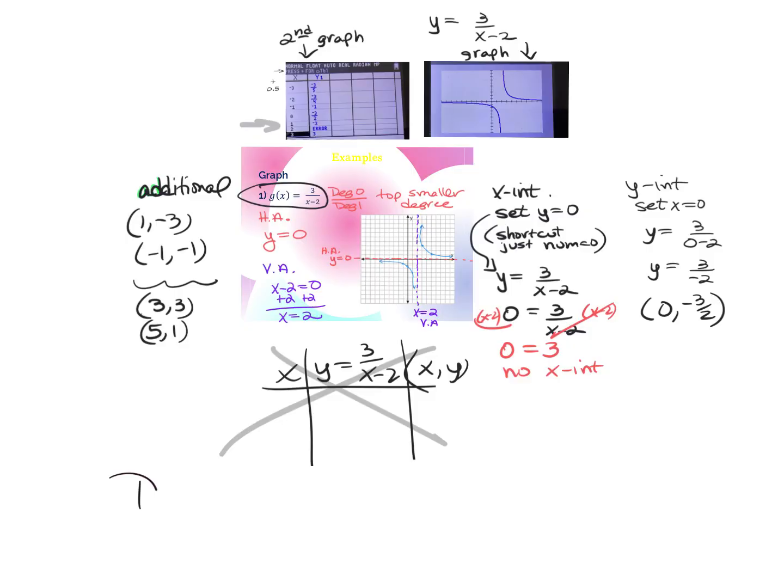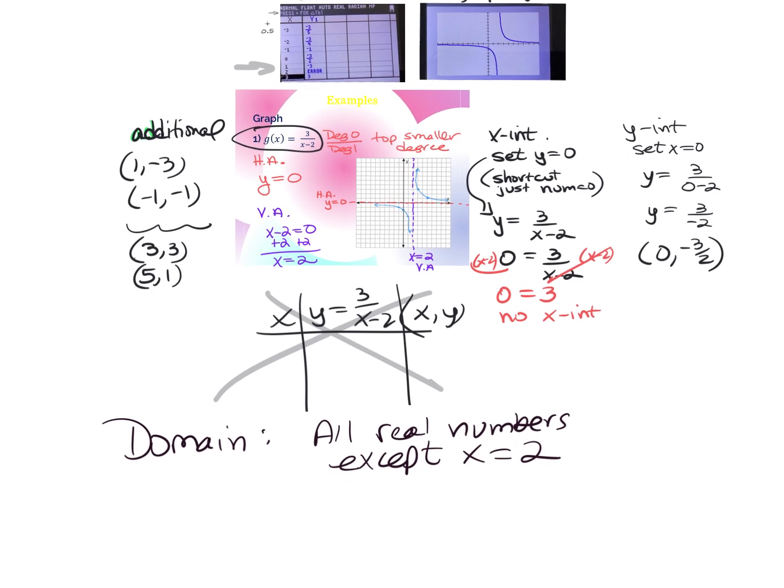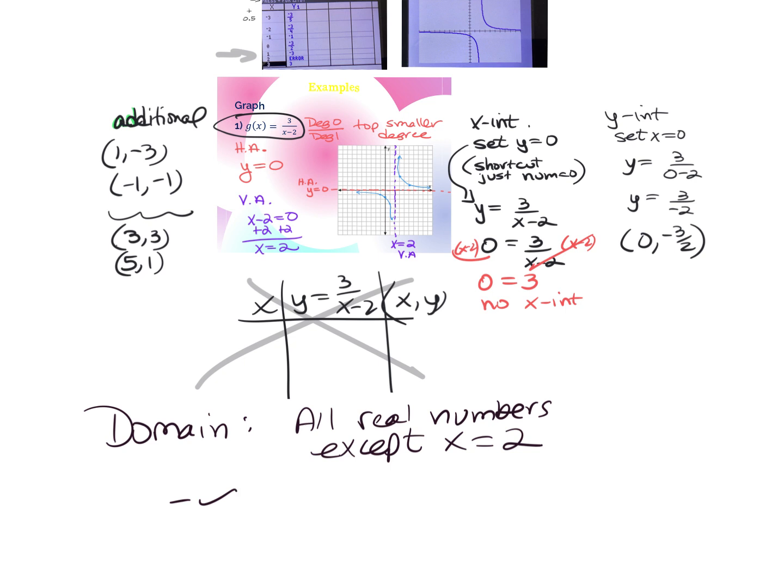Okay, so the domain, again, is always going to start out as all real numbers, except what makes the denominator a 0. And that would be x equals 2. So the domain here is all real numbers except when x equals positive 2. In interval notation, negative infinity to 2, union 2 to infinity.